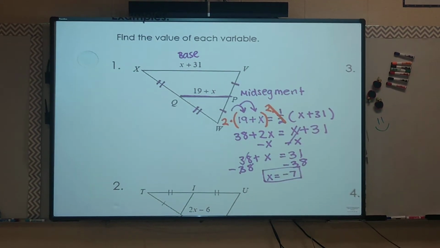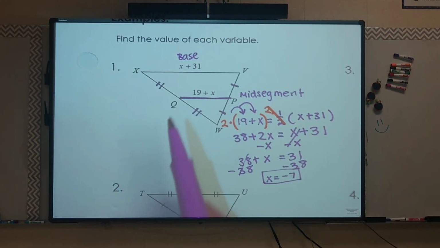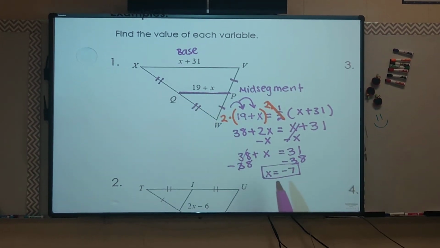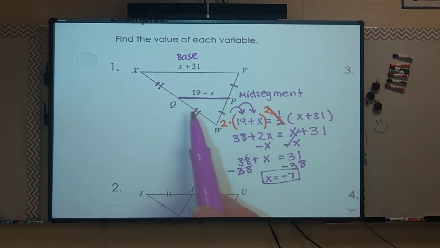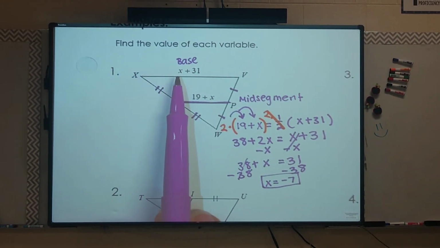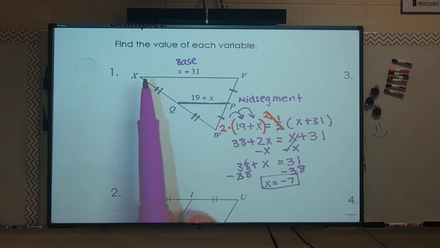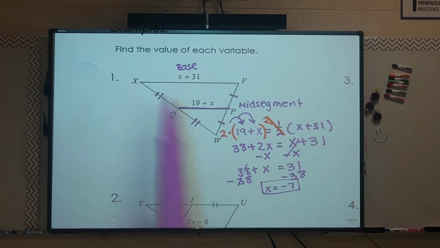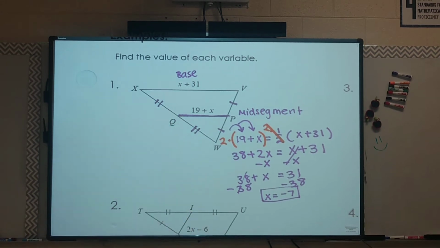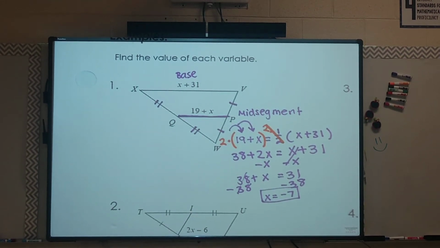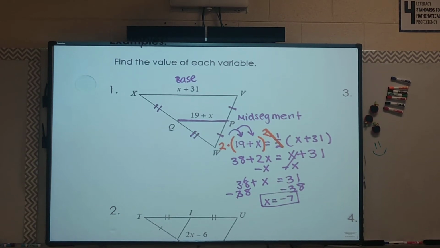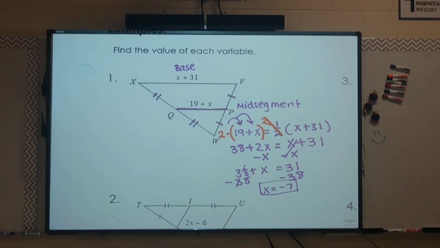A negative is just fine, because if I plugged it back in and checked, 19 minus 7 is 12, and -7 plus 31 is 24. So 12 and 24, 12 is half of 24, so we know that we did the right thing. The theorem holds true here. So if you need more time to write all this down, pause this video now. Otherwise, I'm going to move on to the second example below.